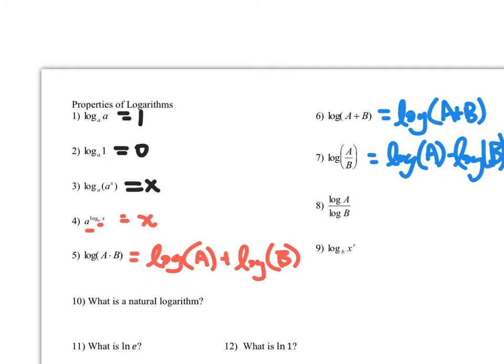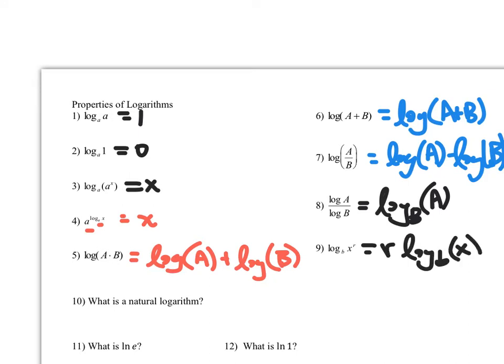All right, and then log of a over log of b would be the reverse of the change of base, which would be log base b of a. And you could go that way with it as well. Log base b of x to the r, what we can do with that r is bring it down in front. That's a property that's used commonly.